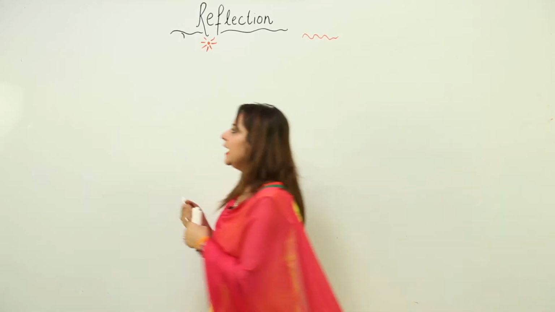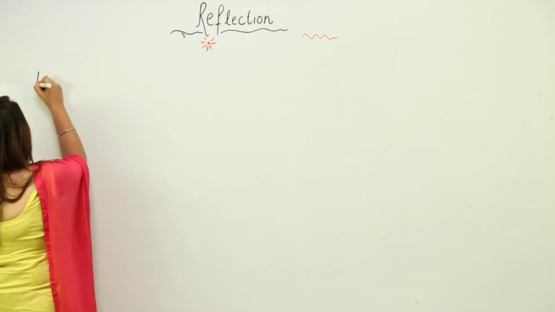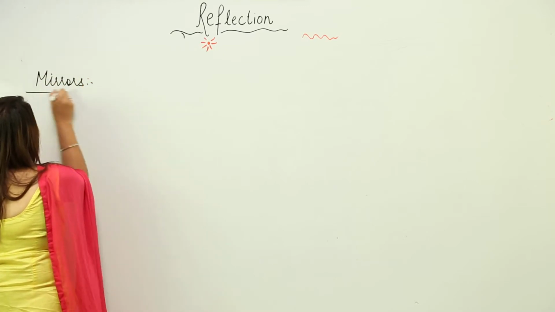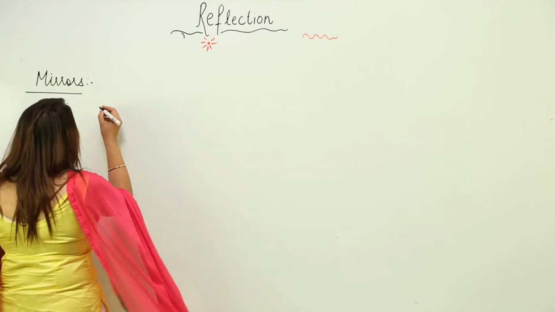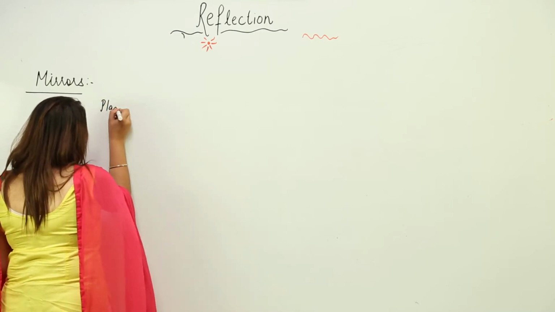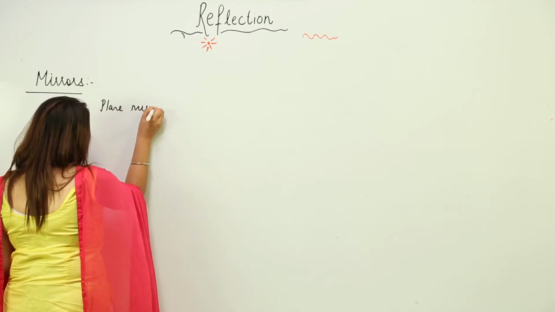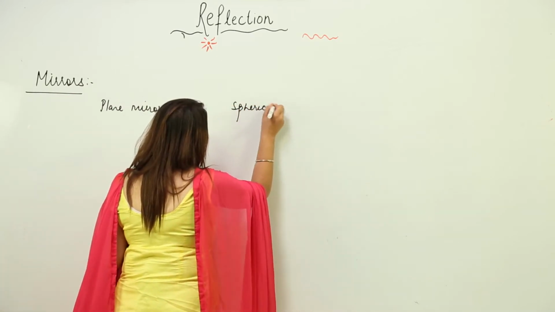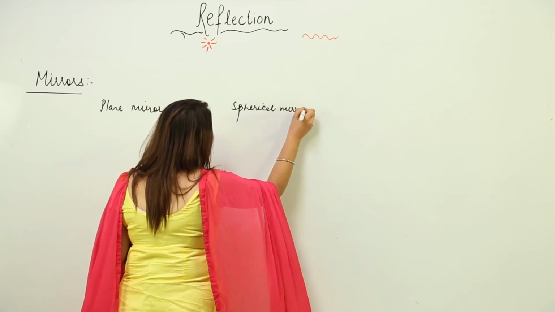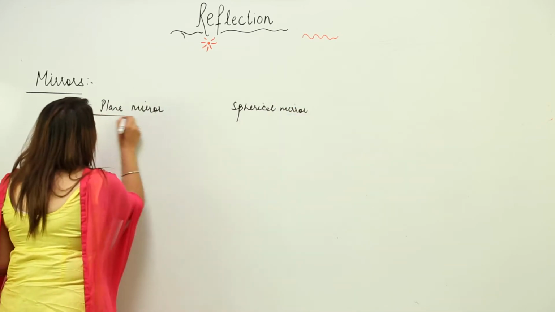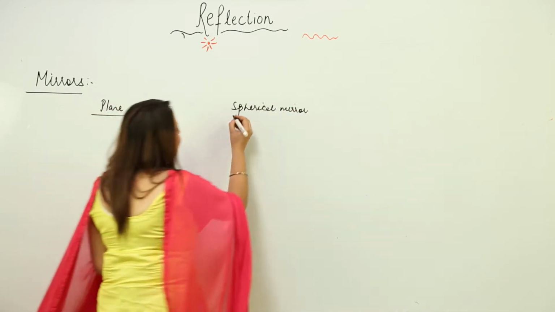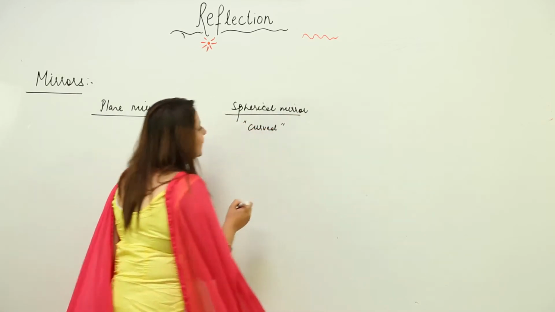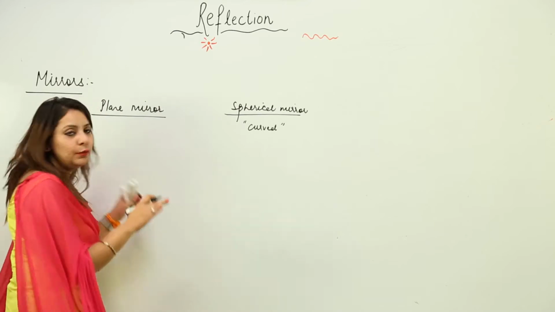Now we'll see that we have two kinds of mirrors. We have two kinds of reflecting surface, that is the mirrors. One is the plane mirror, other is the spherical mirror. As it is clear from the name, this must be having a straight plane surface and this will be having a curved surface. So spherical mirror is that which has a curved surface and plane which has a plane surface.